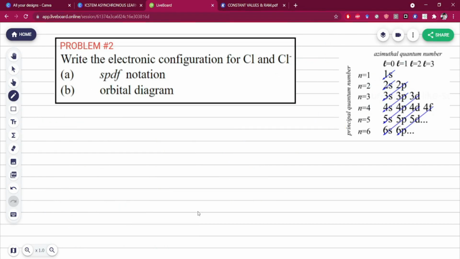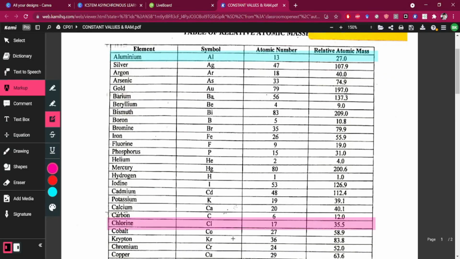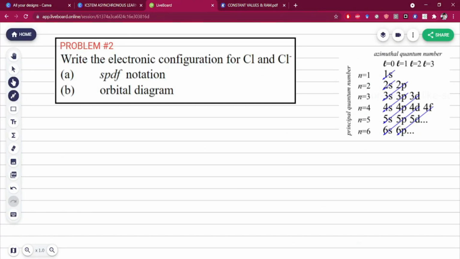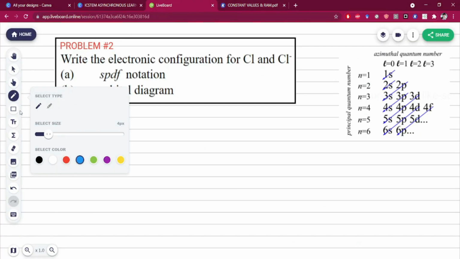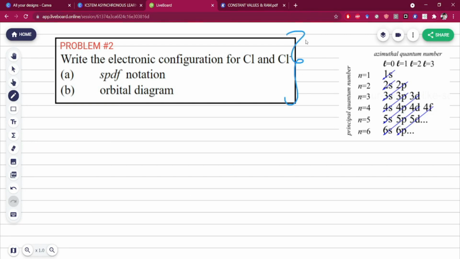Okay, now what about chlorine? This time you have chlorine with additional electrons there. So let's have a look at the proton number. We have 17 for chlorine. So the proton number is 17. Therefore, for chlorine, the electron will be 17 electrons you need to fill in. But for chlorine minus, you will get 17 plus 1.